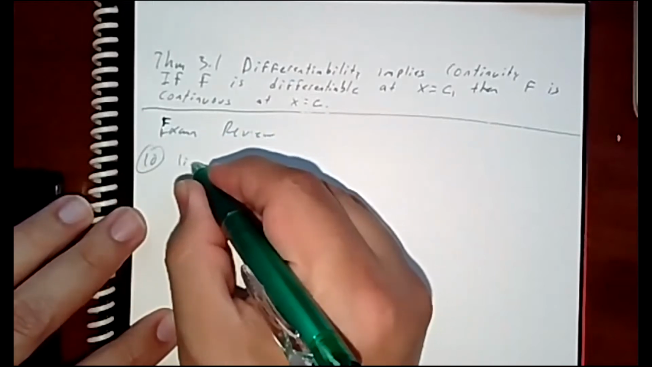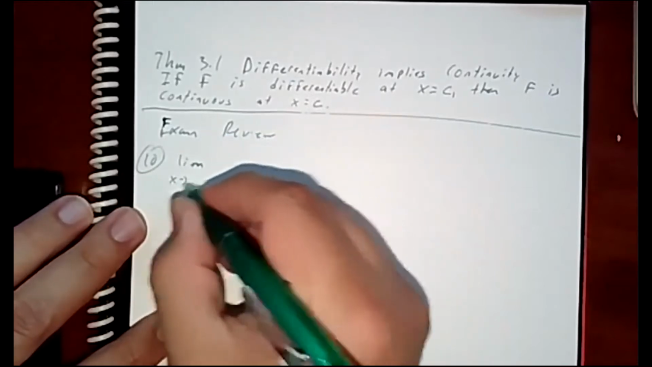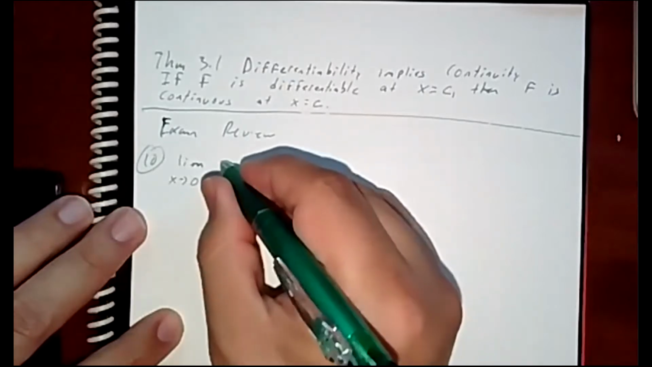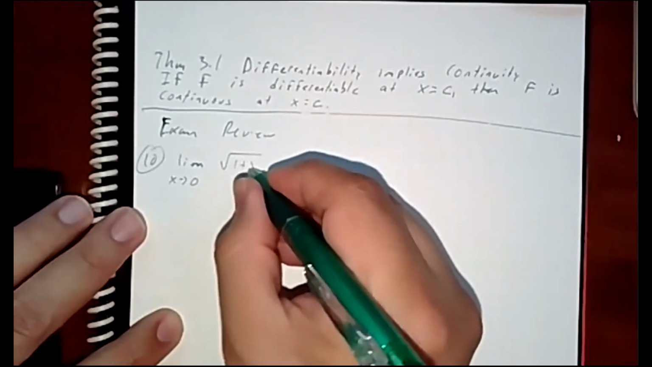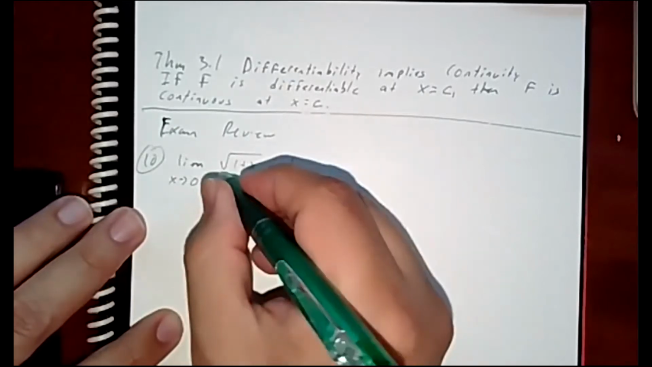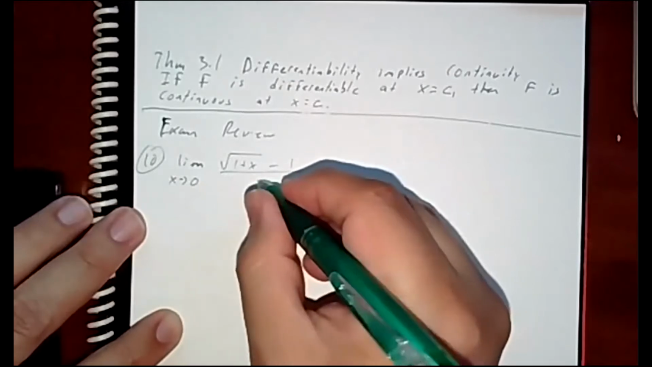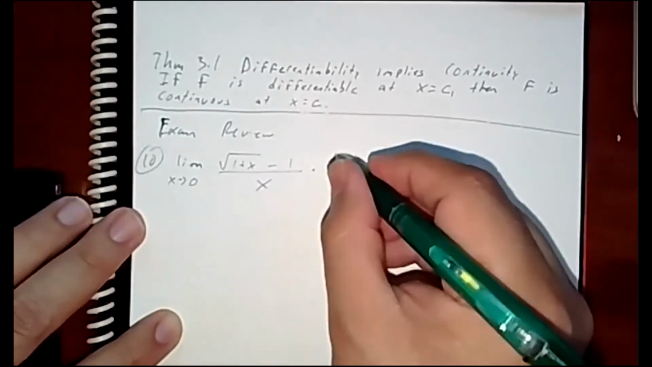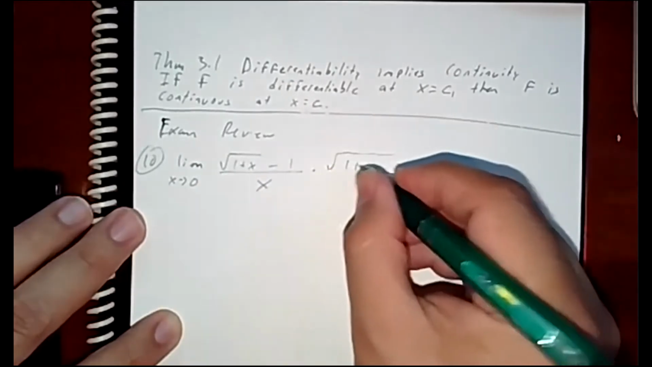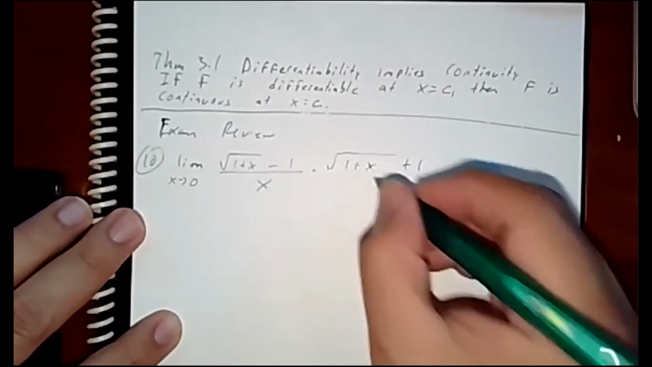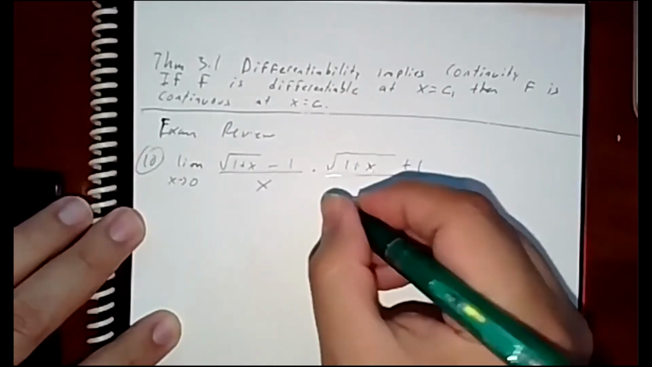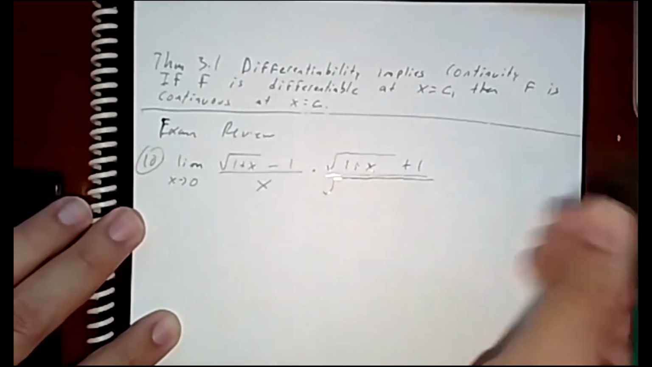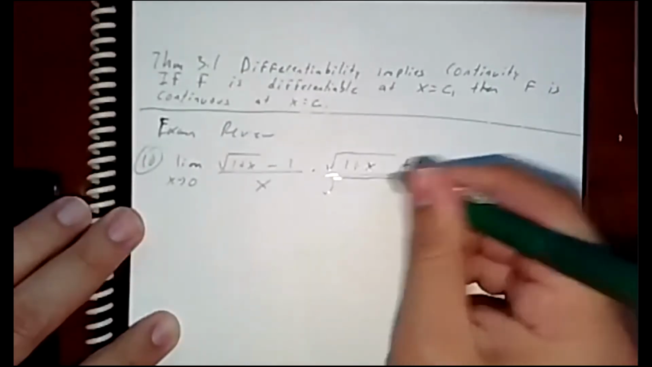So the limit as x approaches 0 of the square root of 1 plus x, minus 1, over x. So you said you multiply by the conjugate, right? Yes, sir. Okay, let's get straight to it then.